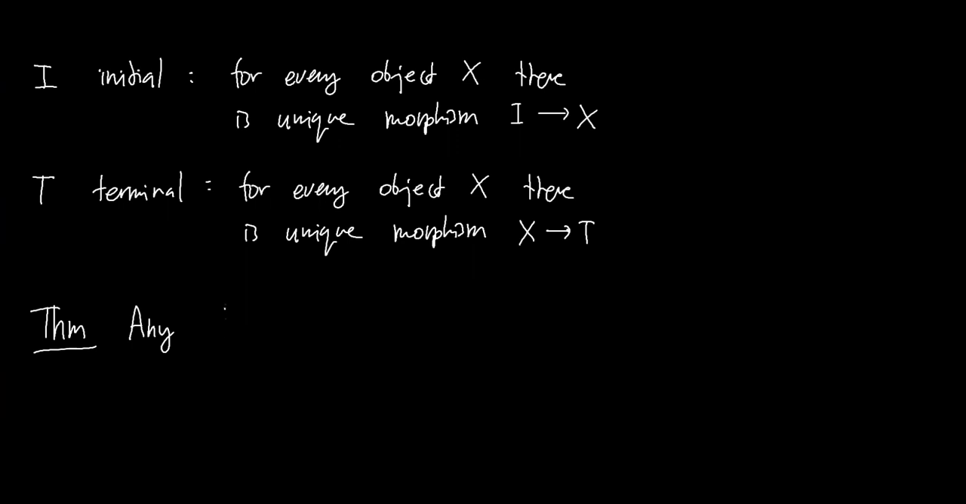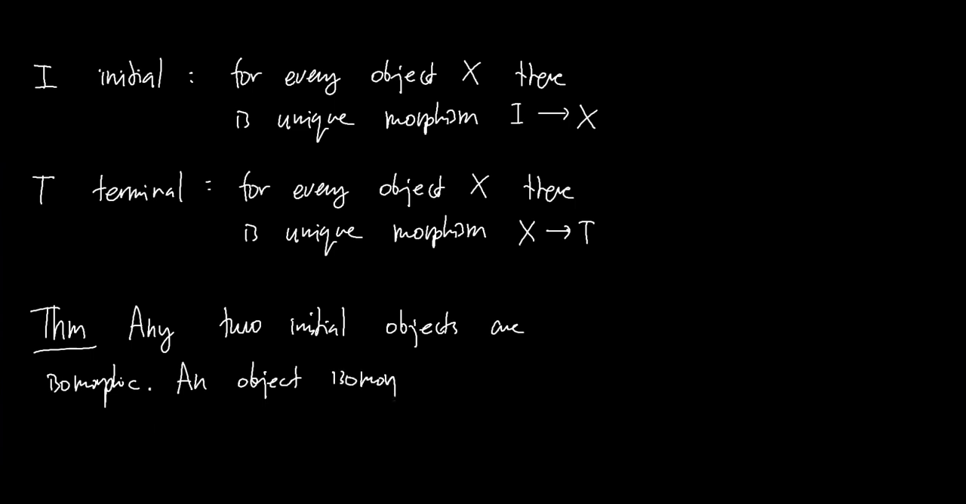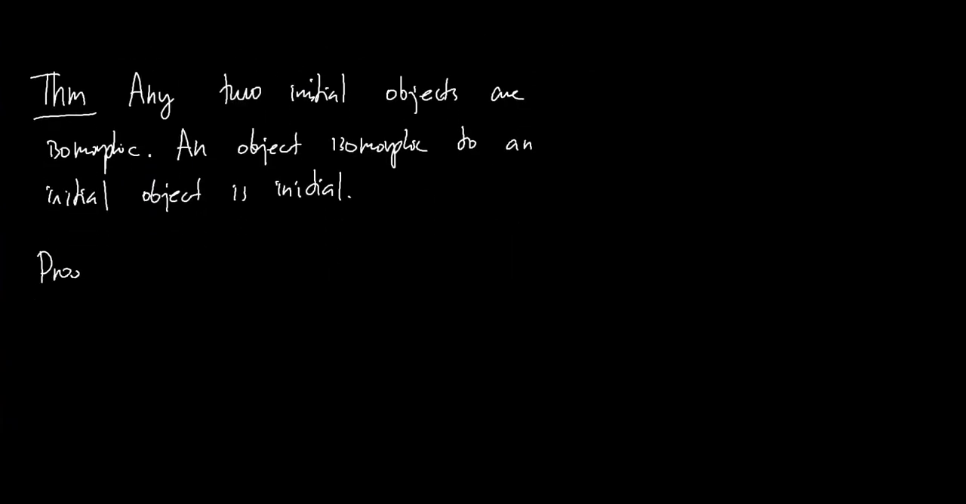So any two initial objects are isomorphic, but moreover also any object that's isomorphic to an initial object will itself be initial. The proof is rather straightforward. I don't call this a fundamental theorem of mathematics because it is a complicated proof, rather because of its philosophical significance.